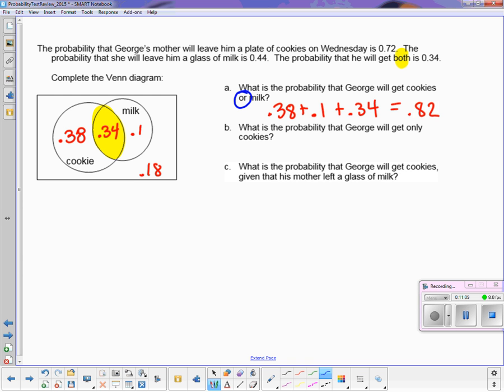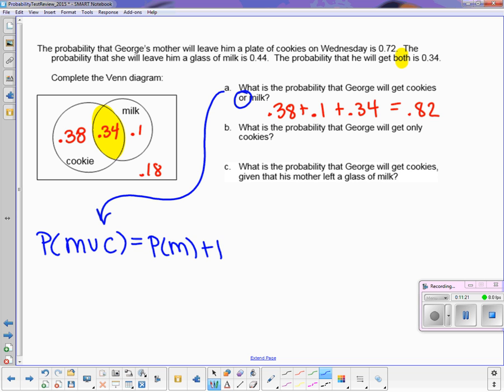You ready? The formula says, I'm going to come down here so I have some room. Probability of milk or cookies. Okay, cookies or milk, same thing. It is the probability of milk plus the probability of cookies minus the probability of milk and cookies. Cookies and milk, same thing. Agreed? That's the formula. As I walked around, if you use the formulas, a lot of you guys did not put it in context. If you're using a formula, you better put it in context.